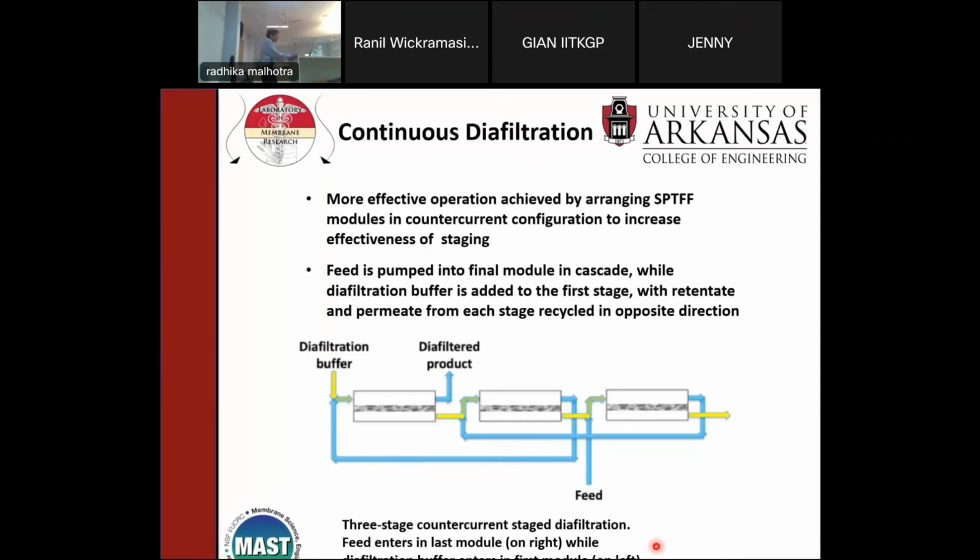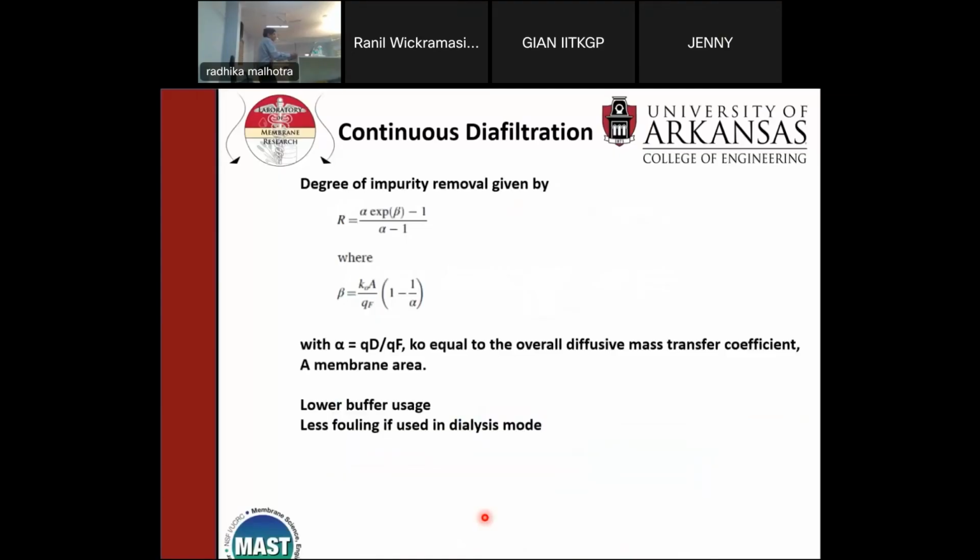So this is a three-stage countercurrent diafiltration. Feed enters the last module on the right, while the diafiltration buffer enters the first module. This is something that, again, was proposed maybe 3 or 4 years ago, very recently, and it's now at the pilot scale testing, but then you've got to get all this validation. But I'm sure that this will become commercialized fairly soon, because it's a very nice way to do this, okay?